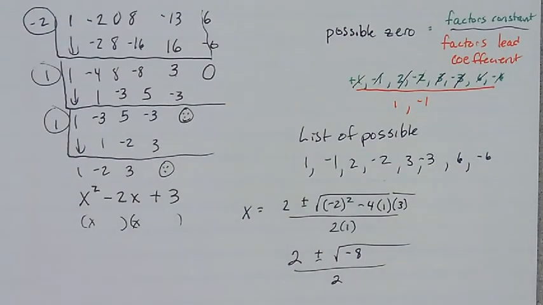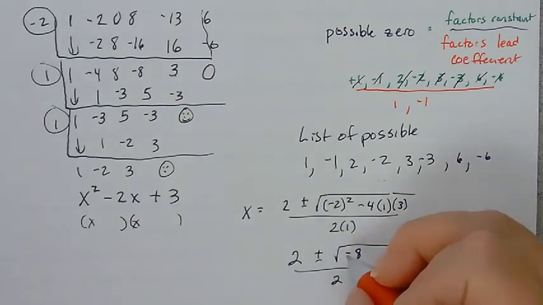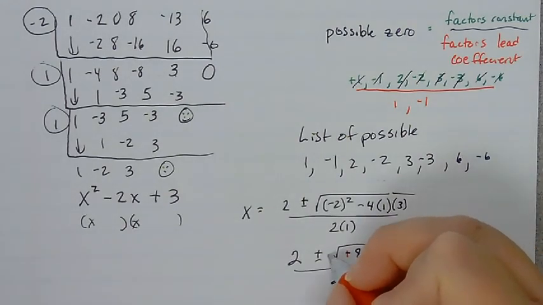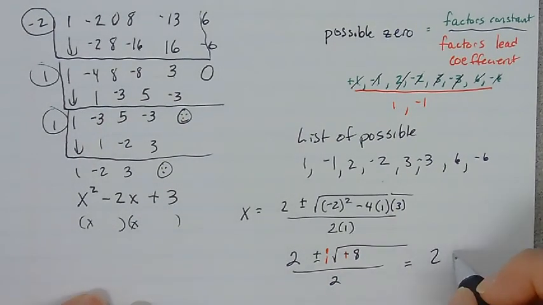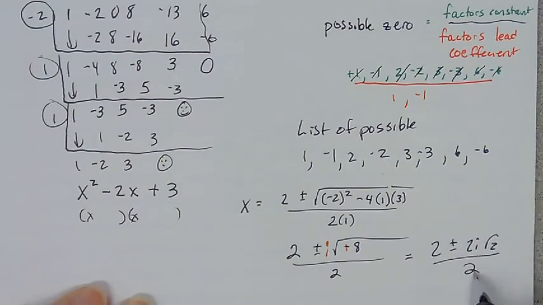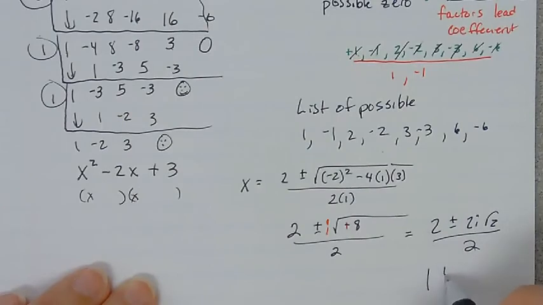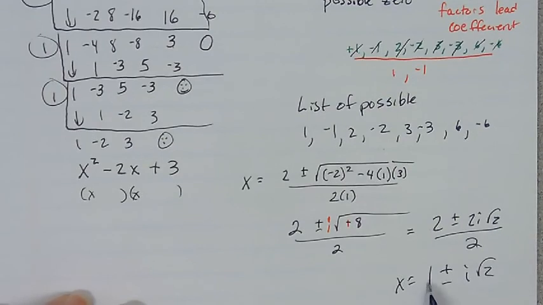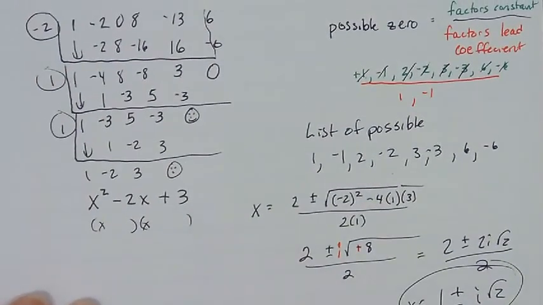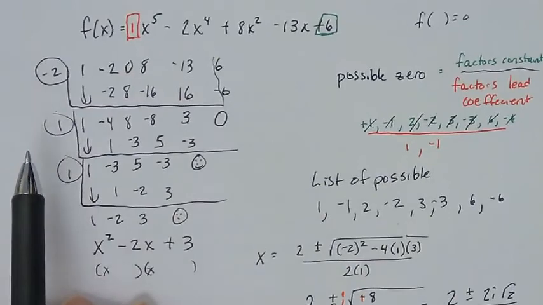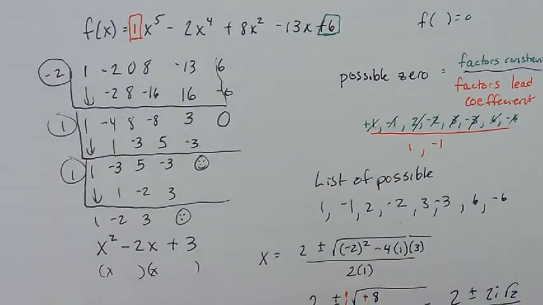And that would simplify to i here. And 8 would go to 2 square roots of 2. So this would be 2 plus or minus 2i square root 2 over 2. And I noticed that 2 will divide into each of those, so it would be 1 plus or minus i square root 2. So x equals 1 plus i square root 2 or 1 minus i square root 2. So here's 2 zeros. So 1, 2, 3, 4, 5. And since it was x to the 5th, I should have had 5 zeros.